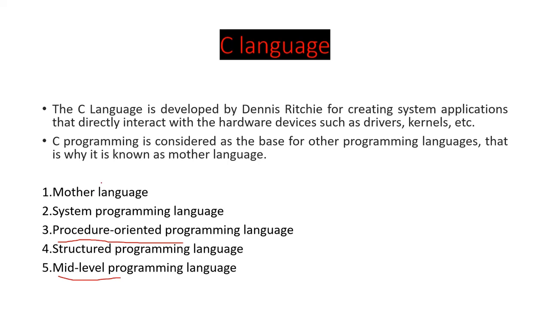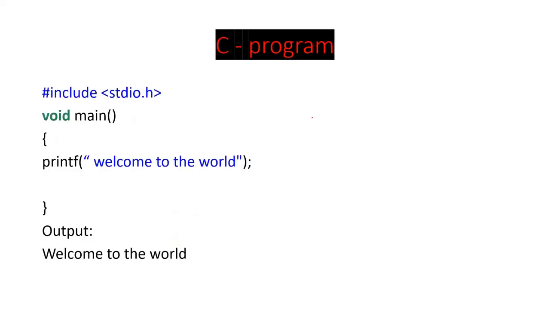So why was it discovered and what are its uses? C language is used for creating system applications that directly interact with hardware devices such as drivers and kernels. The languages before C language did not support drivers and kernels. So to overcome the drawbacks of other languages, Dennis Ritchie developed the C language.